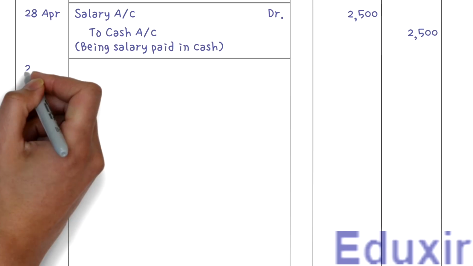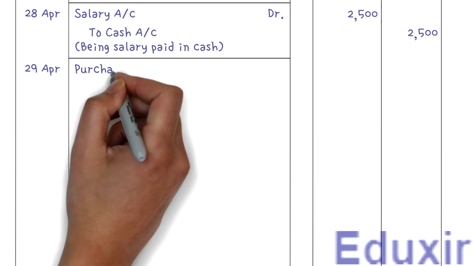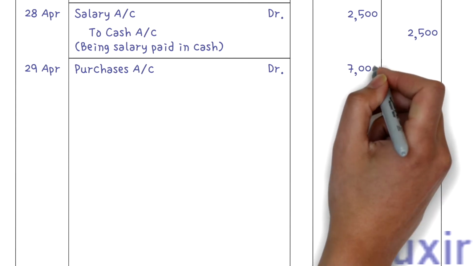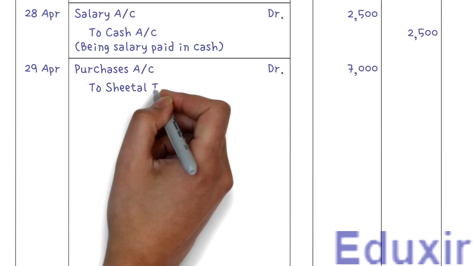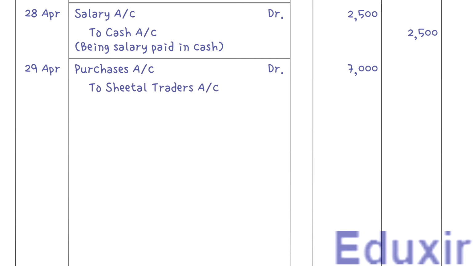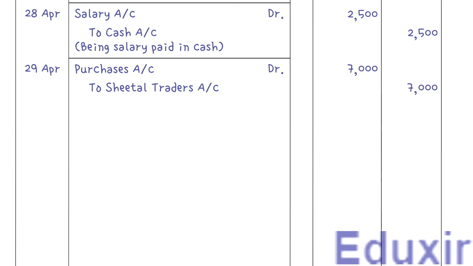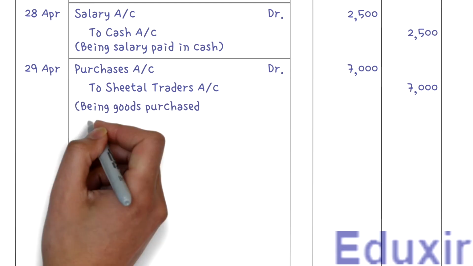Let us first record the date. Let us then record the purchase account as the debit entry. Let us also write the text DR to indicate that this is a debit entry. Let's then record the debit amount of 7,000 rupees in the debit amount column. Leaving a margin, let's record Sheetal Traders account as the credit entry. Let's also record the credit amount of 7,000 rupees in the credit amount column. Let's now record the narration or description of this transaction, that is, being goods purchased from Sheetal Traders.